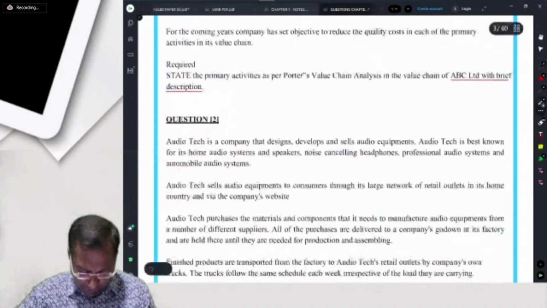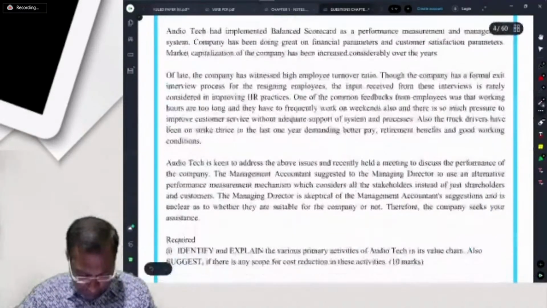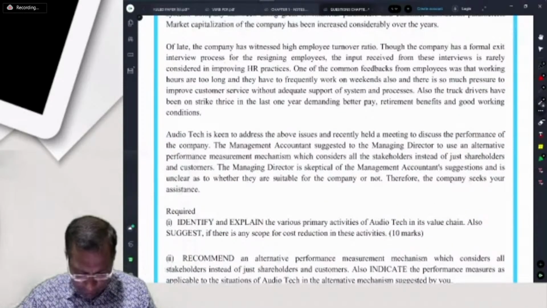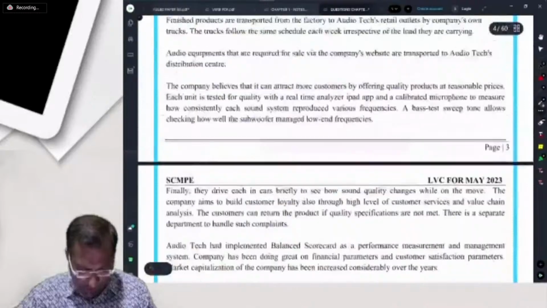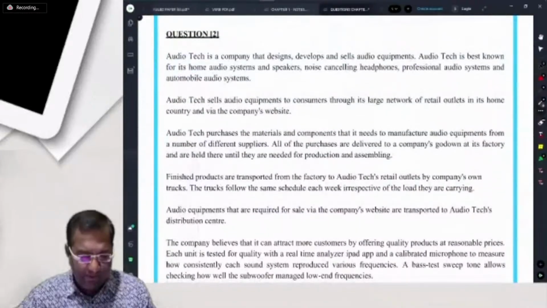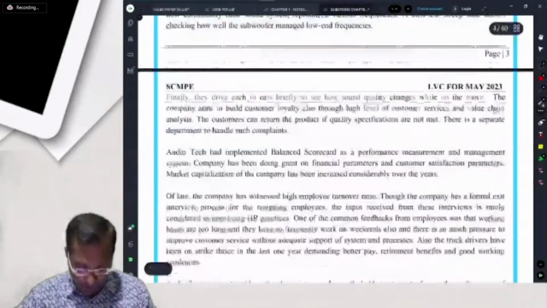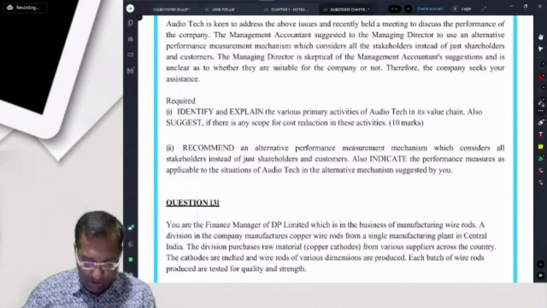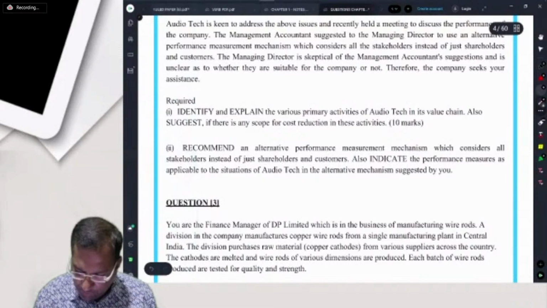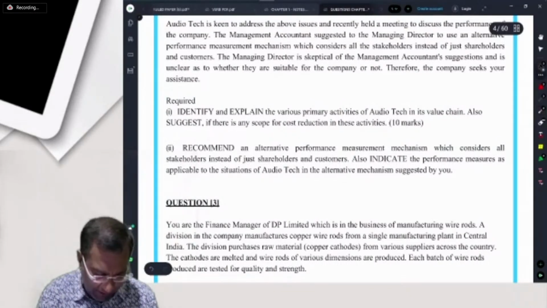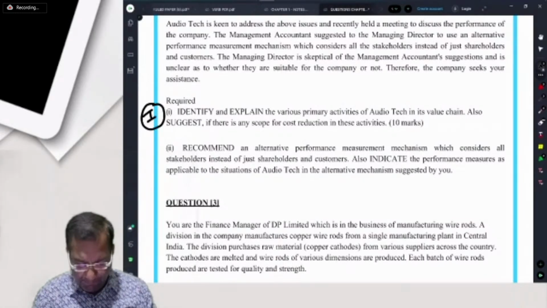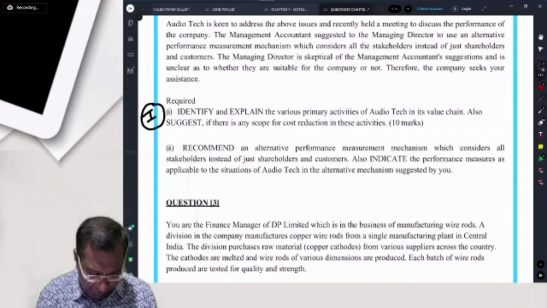Can we move further? Okay. So this is a question that has been asked in the main examination. Question number 2. There are two requirement parts. The first requirement part relates to chapter number 1, which we are right now studying, while the second part relates to chapter number 7.